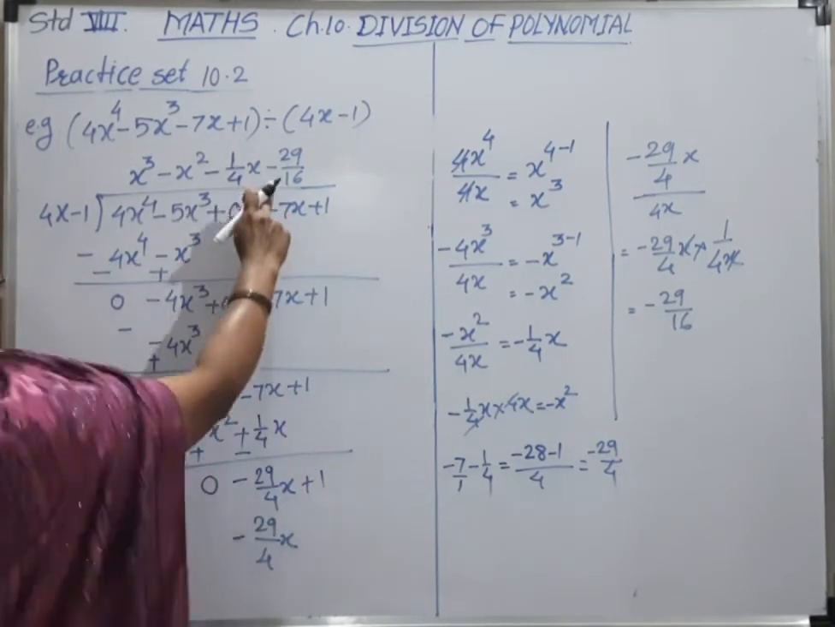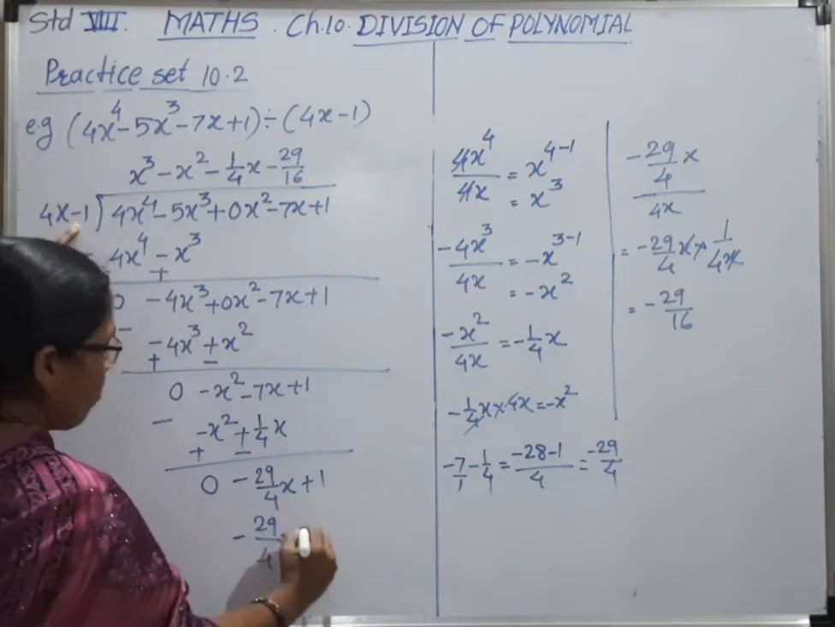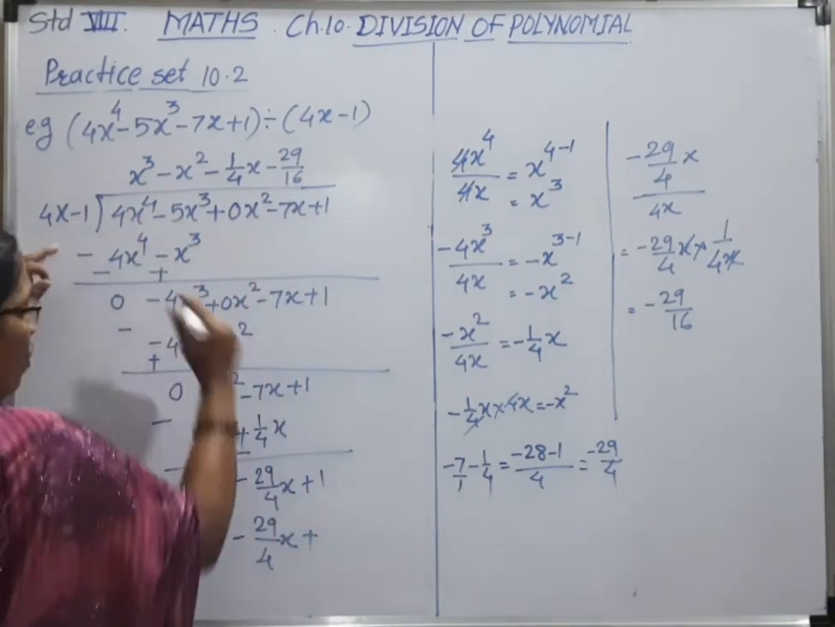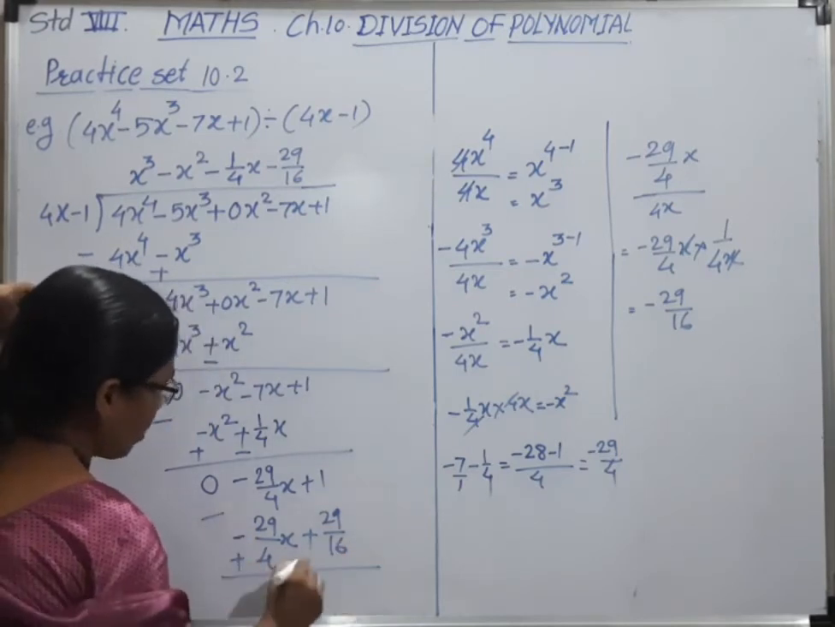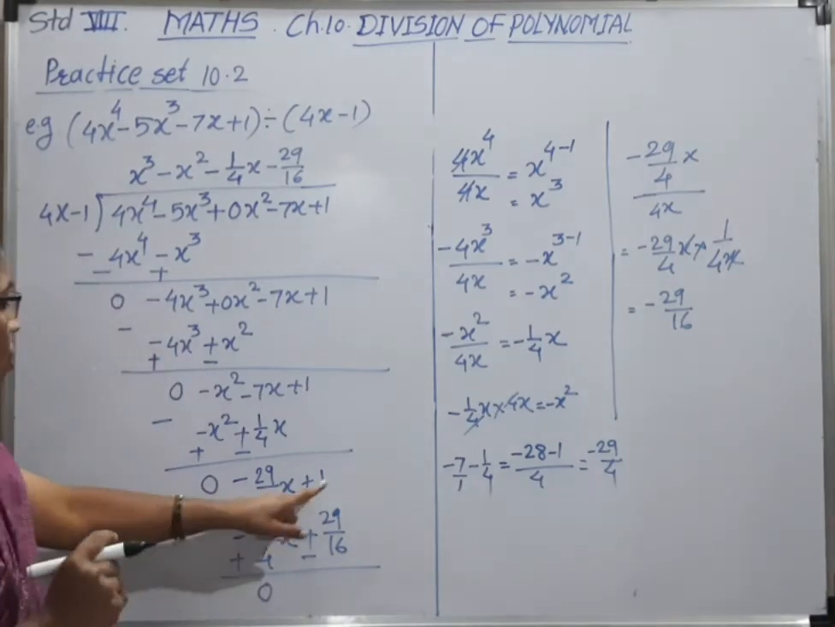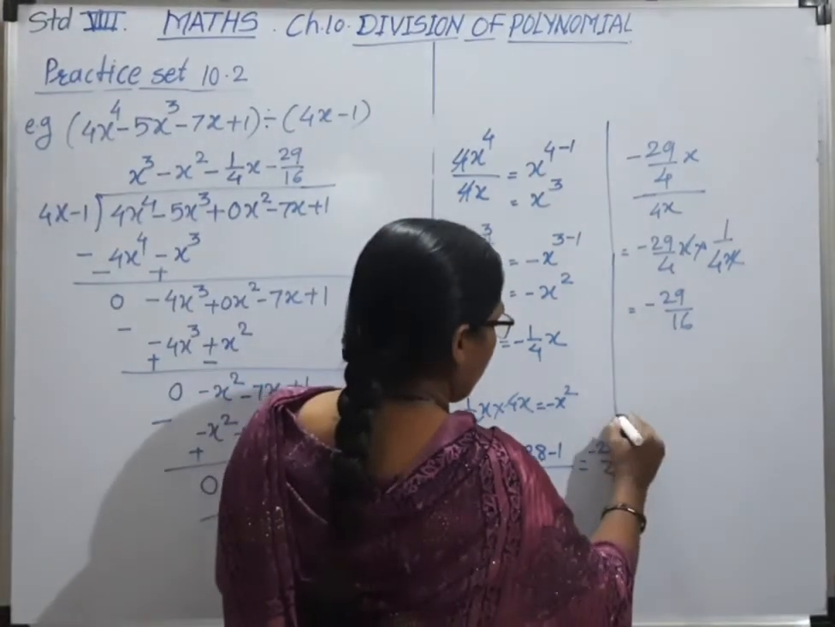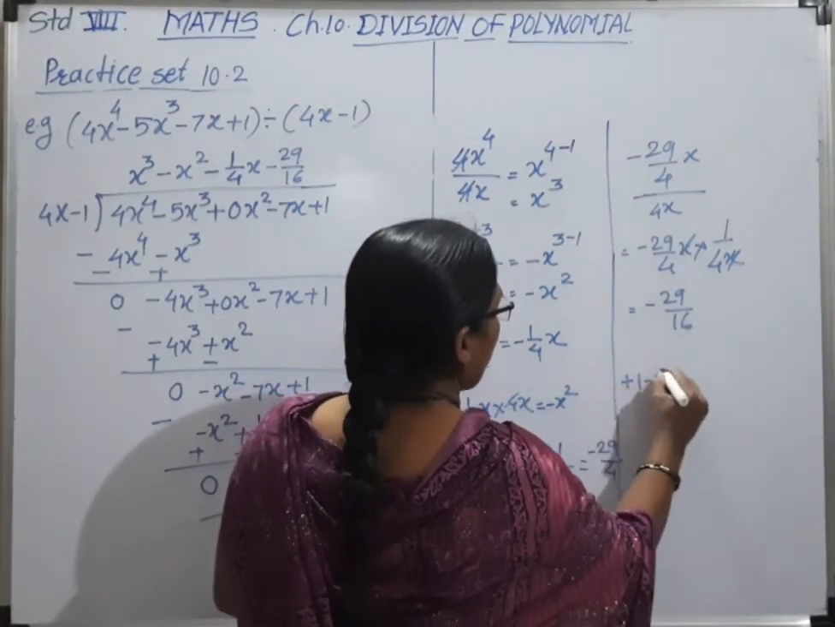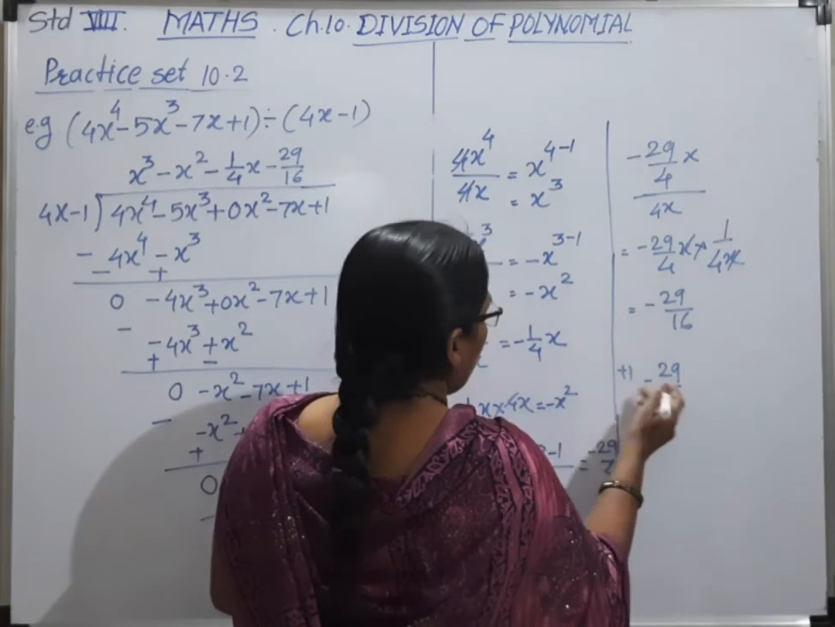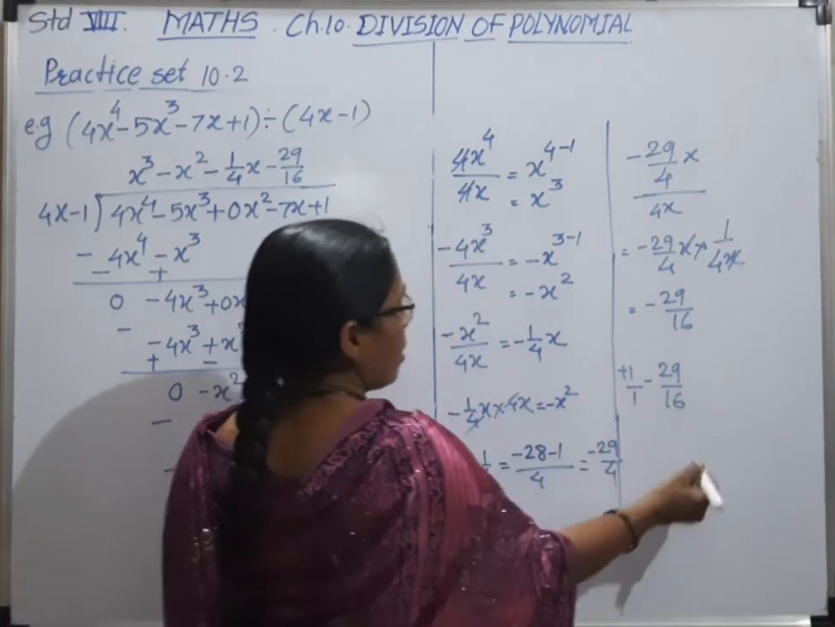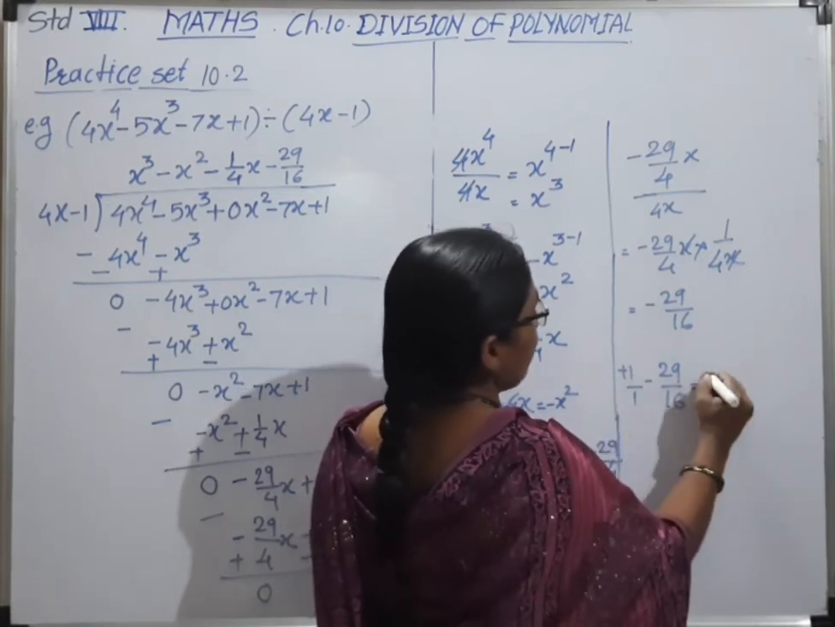And when we multiply this number 29 upon 16 by minus 1, minus into minus is plus, and 29 upon 16 into 1 is 29 upon 16 only. So here minus, plus, minus, here 0, and plus 1 minus 29 upon 16. Now plus 1 minus 29 upon 16. Again the denominator is different. Here it is 1, here it is 16. So we have to do cross multiplication. 16 ones are 16, plus 1 into 16 is 16.